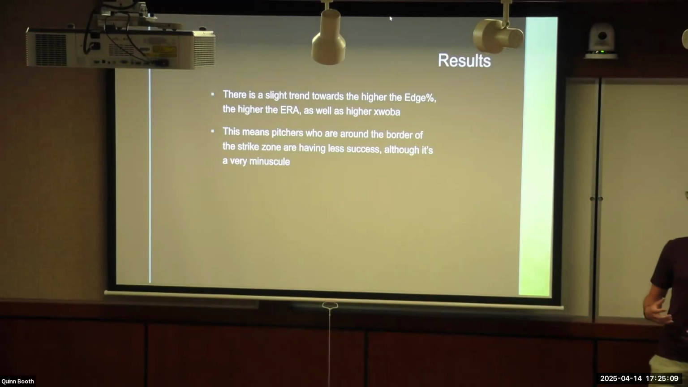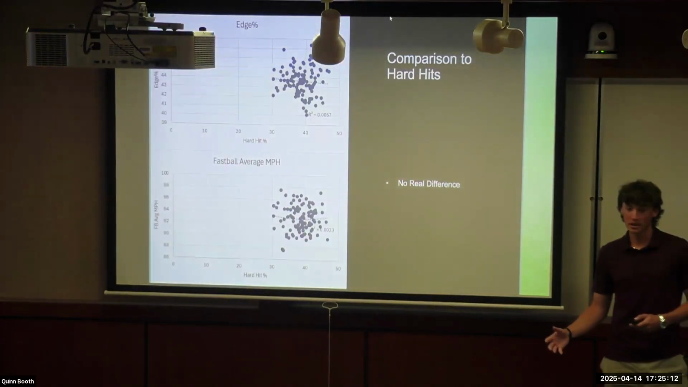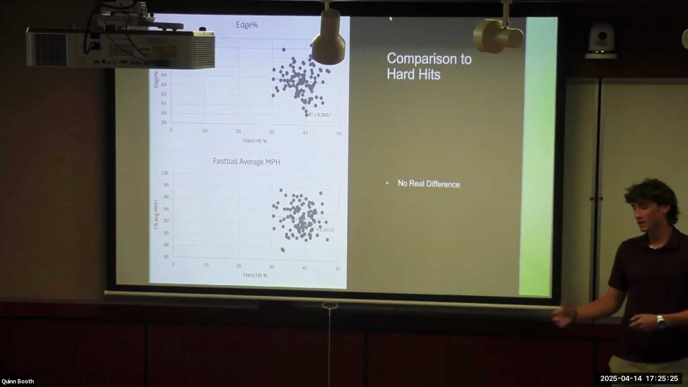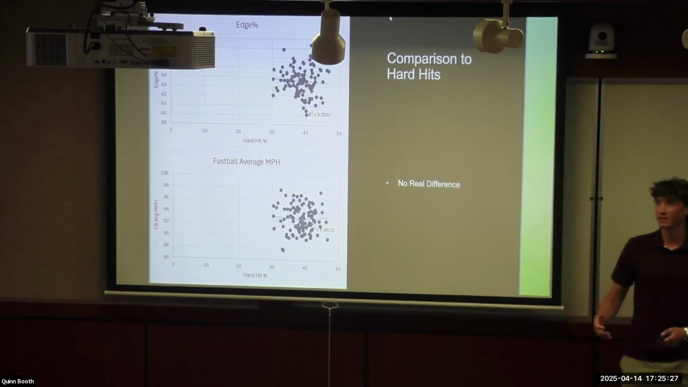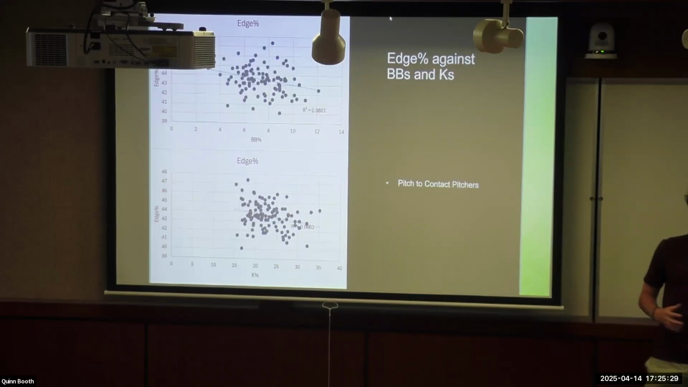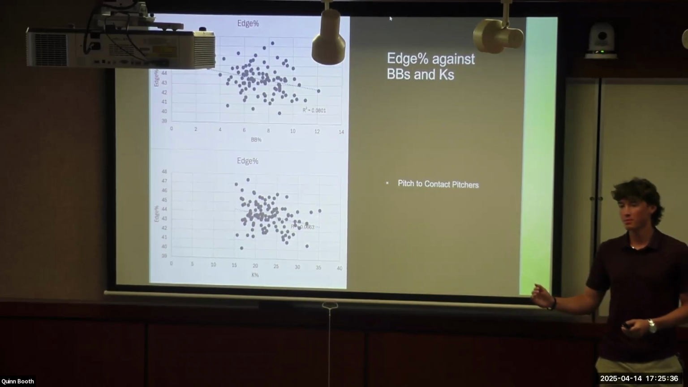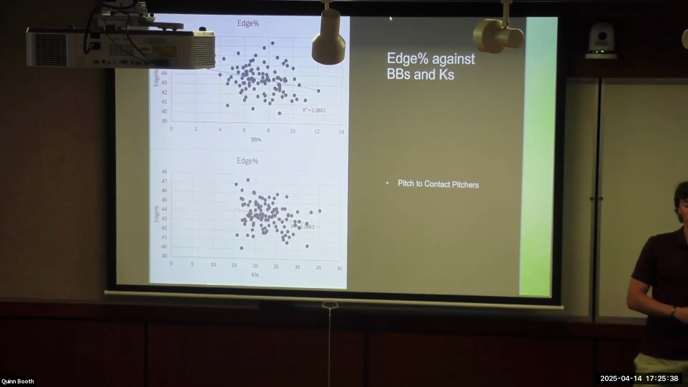I looked at the variable hard hit percentage, and there wasn't really a very big relationship between velocity or edge percentage and hard hit percentage. So I was like, okay, well, maybe it's walks or strikeouts, and that's when I went into comparing those two. The higher your edge percentage was as a pitcher, the fewer walks you were going to have and the fewer strikeouts you were going to have.